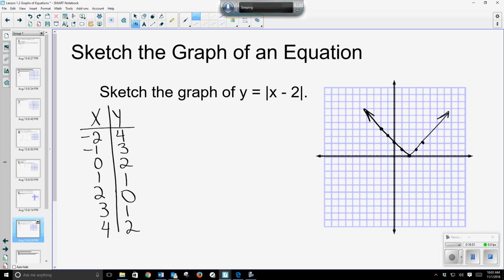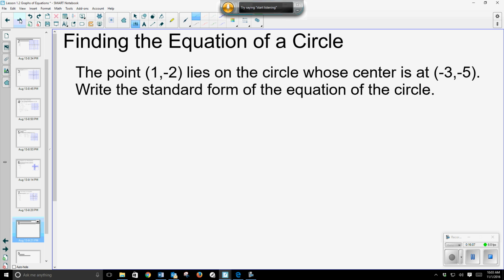All right, one more. And this one's different. We are finding the equation of a circle. You have a point on the circle, 1, -2, and you have the center of the circle, -3, -5. We have to write the standard form of the equation of a circle.